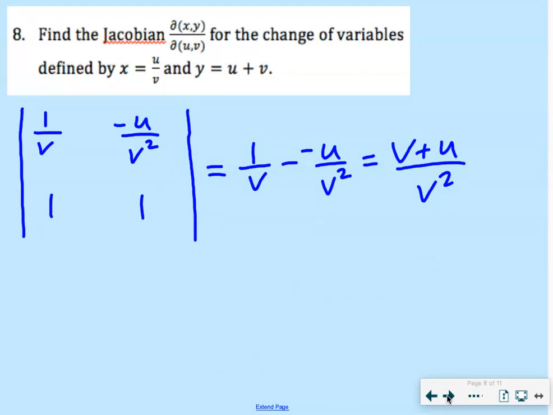Okay. Jacobian. So most people got this. If you missed it, there were a variety of mistakes. One mistake I saw was one student, for dy/du and dy/dv, instead of having 1 and 1, they had u and v, or something like that. So be careful about your partials.